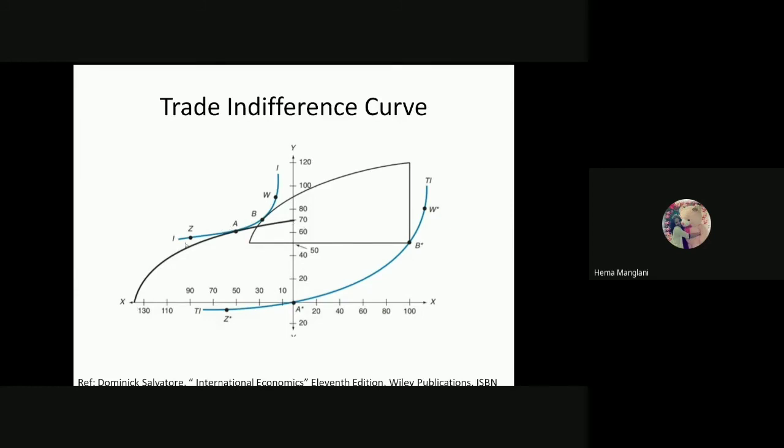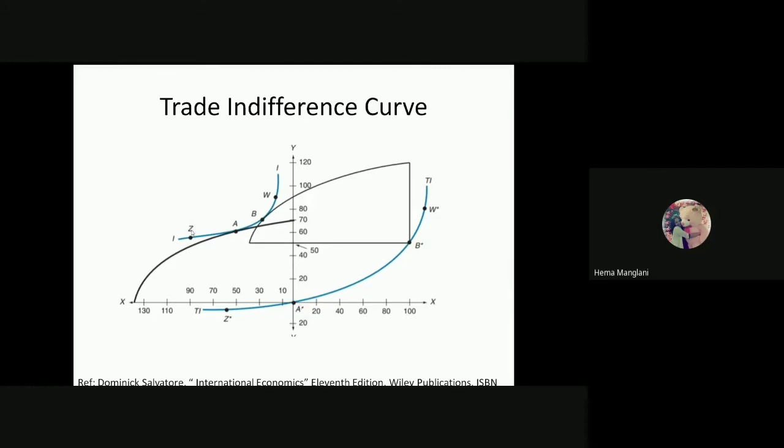Let's say there is the nation 1. Okay, they are offering the commodity X, and there is this indifference curve, or we say it is a community indifference curve. From this community indifference curve, you would reach to this trade indifference curve. But how? First of all, what is this trade indifference curve? This shows the various trade situations that provide a nation equal welfare. Okay, that provide a nation equal welfare.